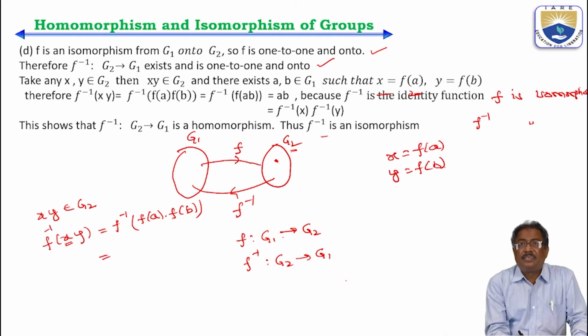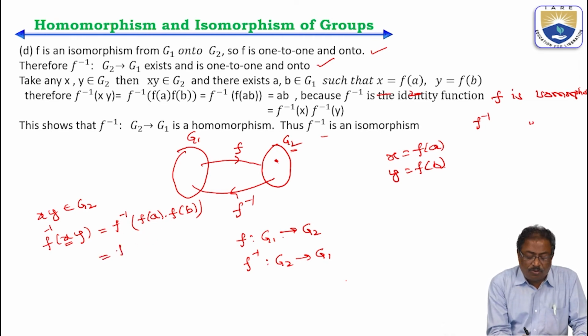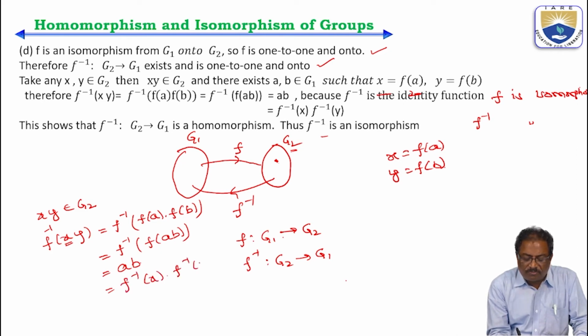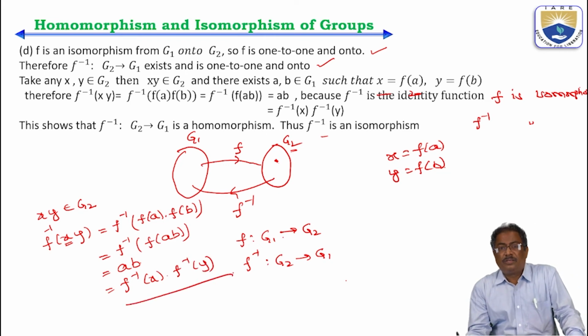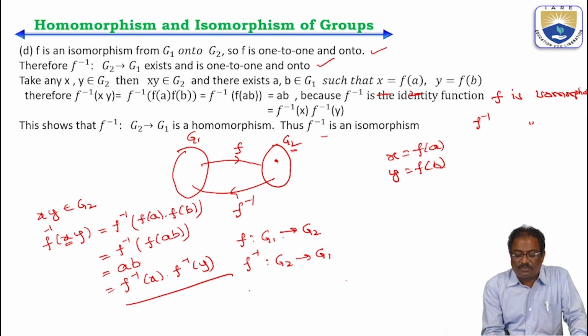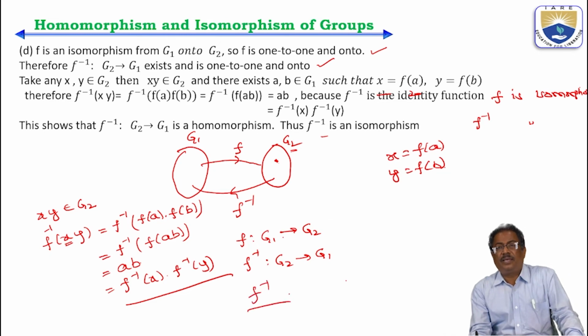And now F is a homomorphism, it is given already. So this will become F of AB. Now F inverse into F is the identity mapping of AB, so we are going to get this as AB. What is A? A is equal to F inverse of X and B is equal to F inverse of Y. So F inverse of XY is equal to F inverse of X into F inverse of Y.